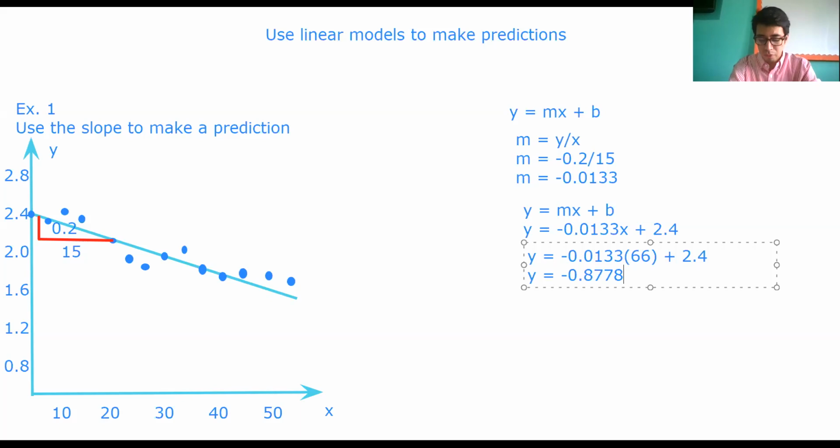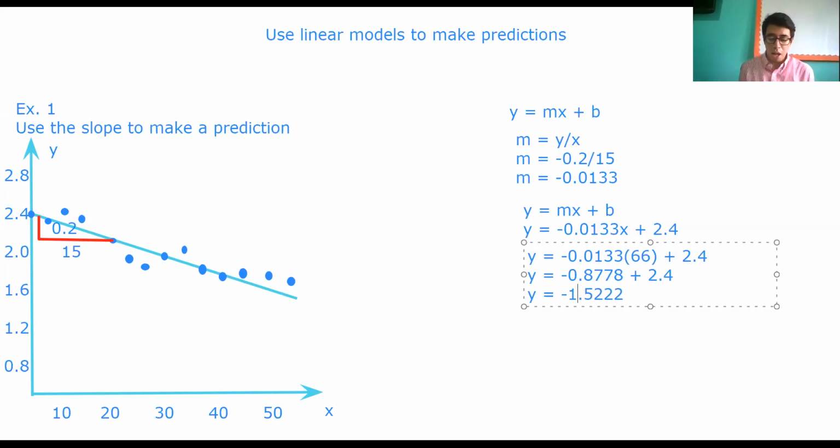0.8778 plus 2.4. Then we have that y is equal to negative 1.5222. Okay, I made 2 points here. If the trend in faster times continues at the same rate, Micaela should target about 1.5222 minutes, or 1 minute and 30 seconds. Okay.